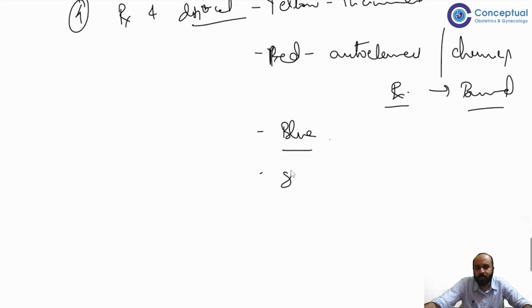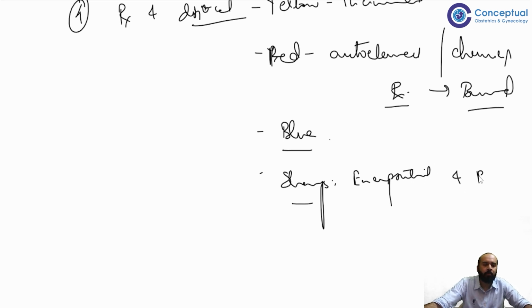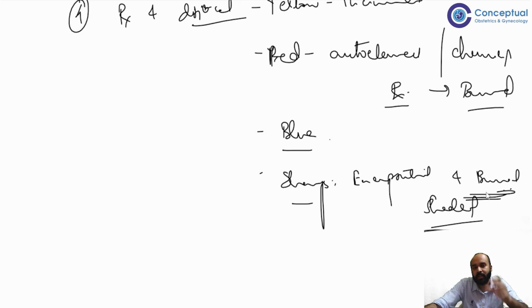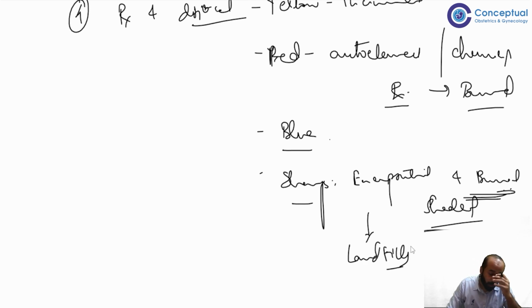And the last one is going to be sharps. These are encapsulated, shredded and buried. Basically they are shredded into pieces, put in capsules and properly covered so that they are destroyed. Everything eventually goes into landfills. Those landfills have to be kept away from residential areas because it can affect the groundwater and everything.